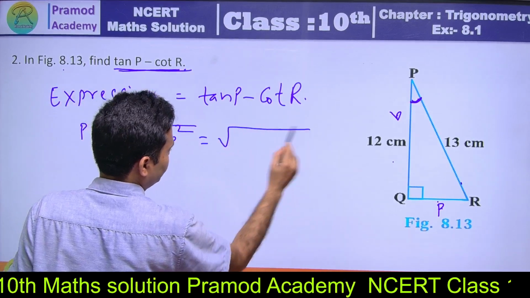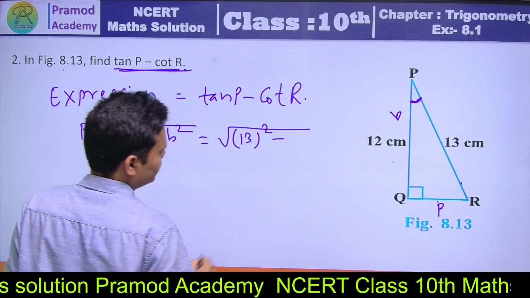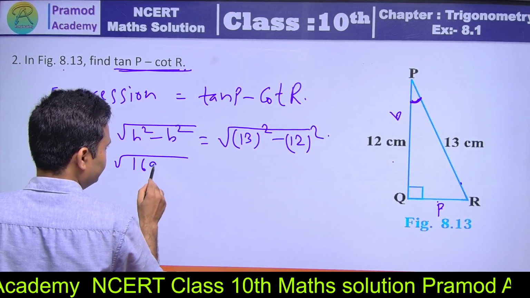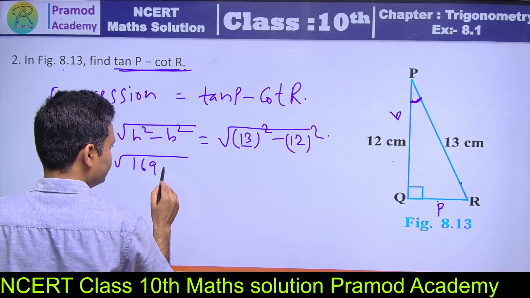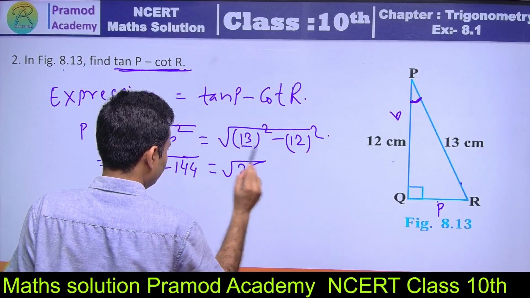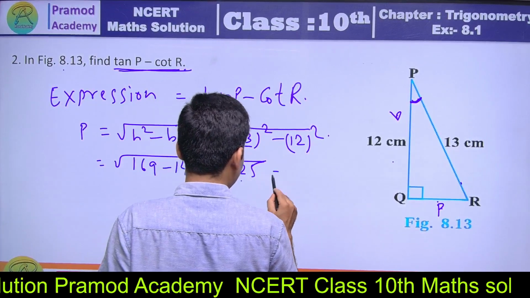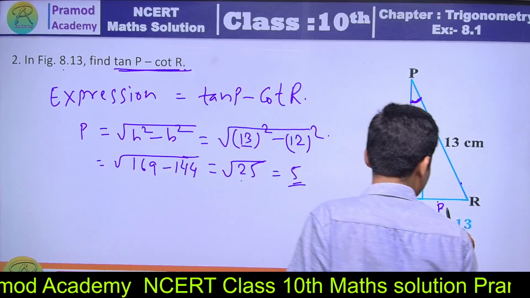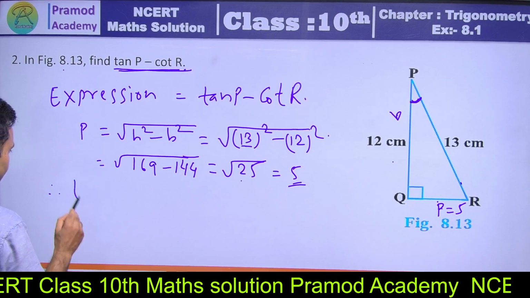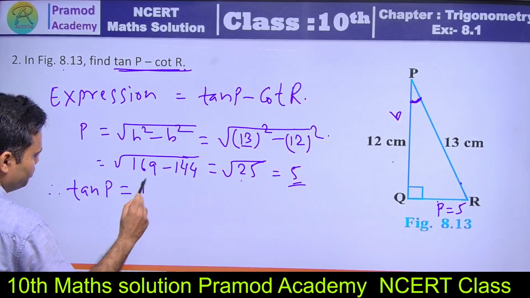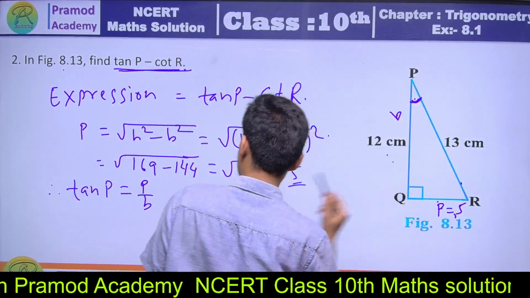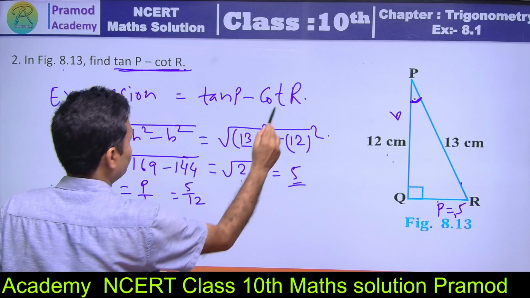Here the value of H is 13, so 13 square minus 12 square. The square of 13 is 169, minus 144. So it is 25. Square root of 25 is 5. So this is 5. Now tan P equals P by B. Here according to angle P, P will be 5 and B will be 12. So 5 by 12.